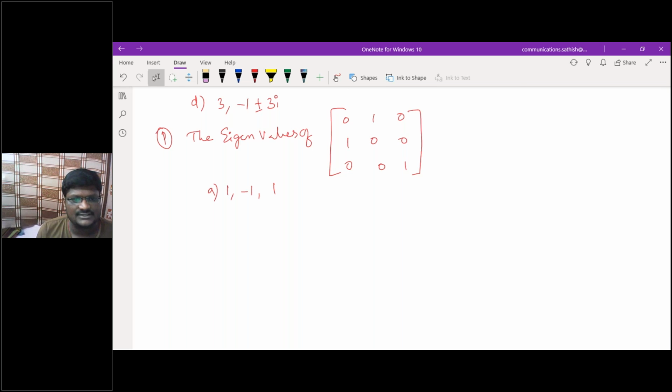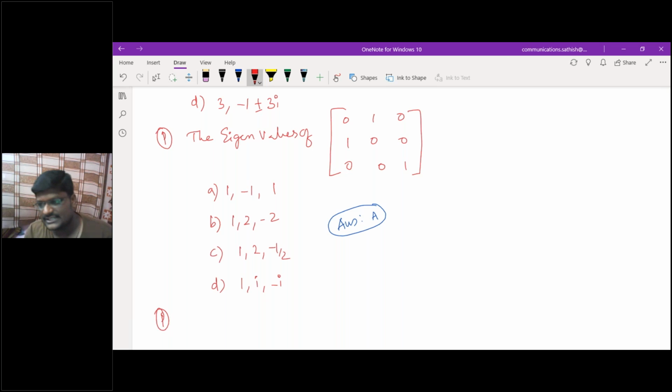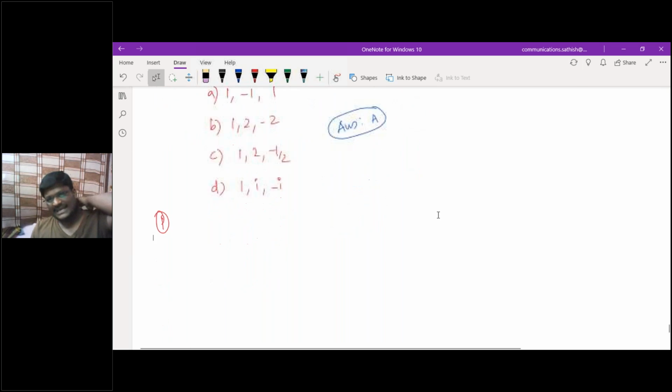First problem, the same analysis you people have to do. Option B, 1, 2, -2. Option C, 1, 2, -1 by 2. And D will be 1, i, minus i. For this problem, the answer is A. You try to check it out. Understood? You try to practice that one.